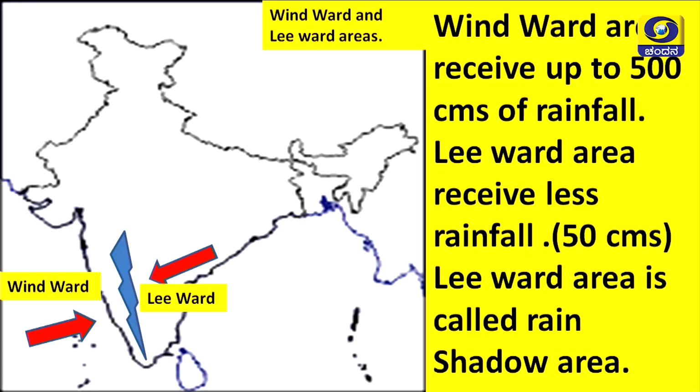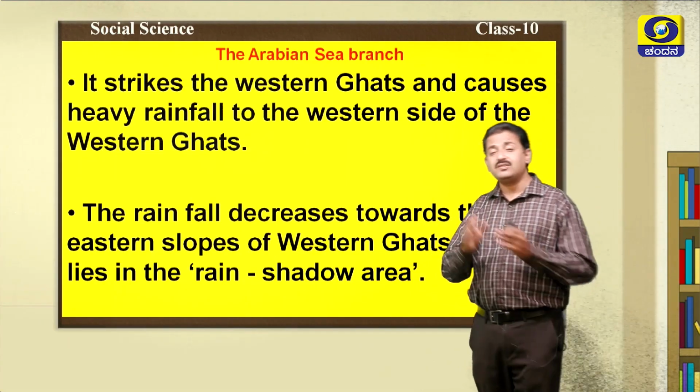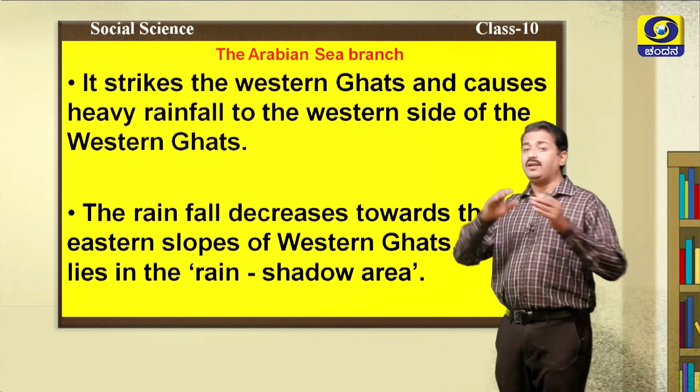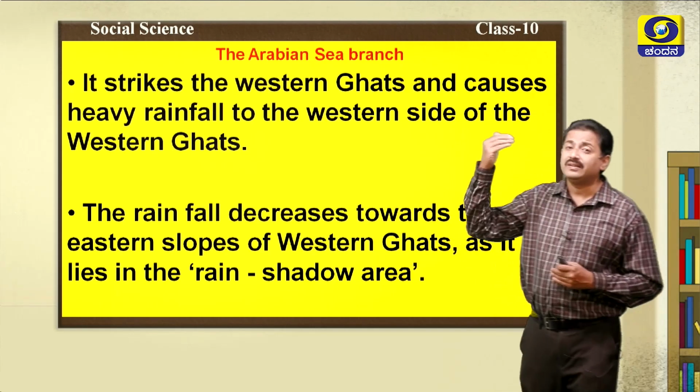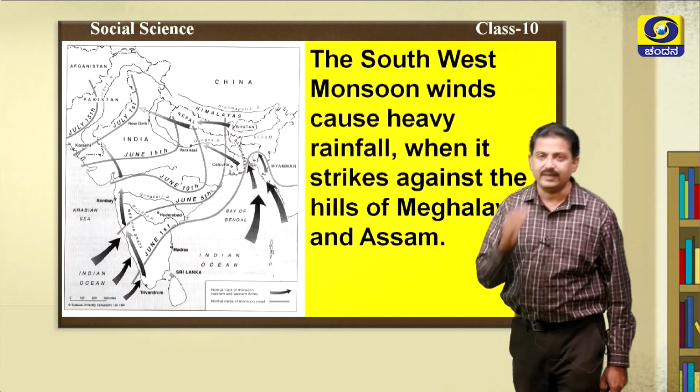Dear students, in this map you can very clearly understand what is the windward area and what is the leeward area. The windward area receives up to 500 centimeters of rainfall. The leeward area receives 50 centimeters of rainfall. The leeward area is also called the rain shadow area. The Arabian Sea branch strikes the Western Ghat and causes heavy rainfall on the western side, and the rainfall decreases towards the eastern slopes of the Western Ghat. This is called the rain shadow area.